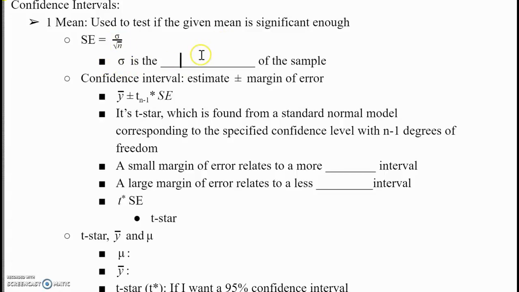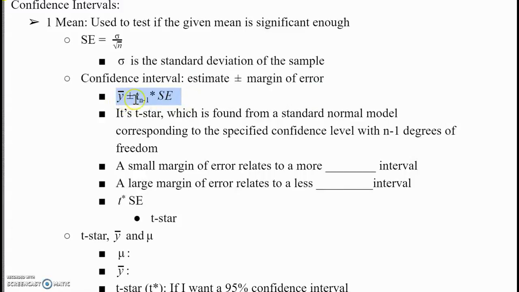The symbol is actually a lowercase sigma, which refers to the standard deviation of the sample. I know maybe in your other math classes you've heard of sigma as the summation, but this is a lowercase sigma. Now, for the confidence interval, we use again the same thing, estimate plus or minus margin of error. But this time we use this.